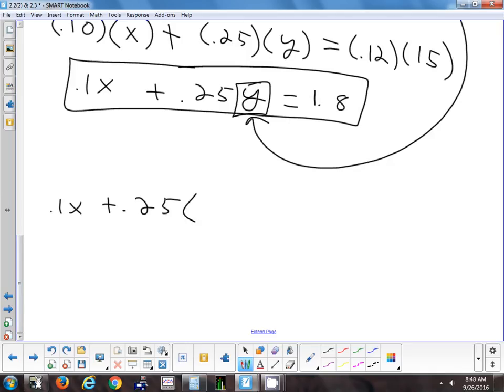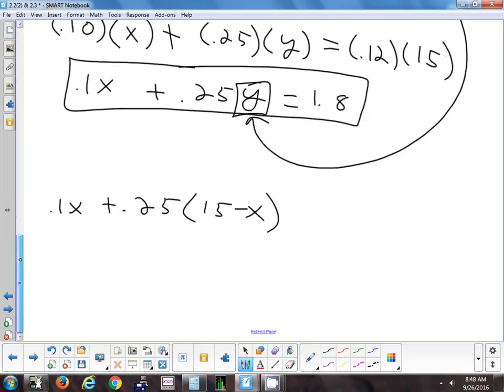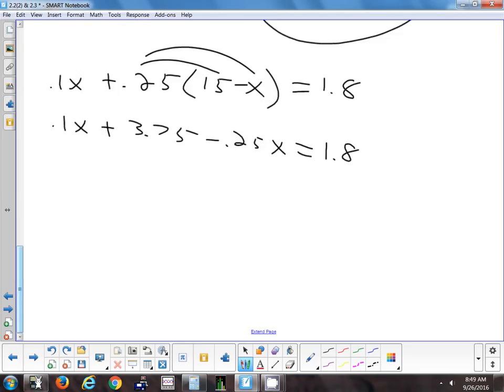0.1x plus 0.25. You definitely want to keep parentheses here because it's a distributive property. Equals 1.8. Now this is just like the equation I had you guys solve that had distributive property in it a few examples back. So we have 0.1x plus, somebody do that for me. What's 0.25 times 15? 3.75 minus 0.25x. Okay, let's combine like terms. What's 0.1x take away 0.25x? Negative 0.15x.